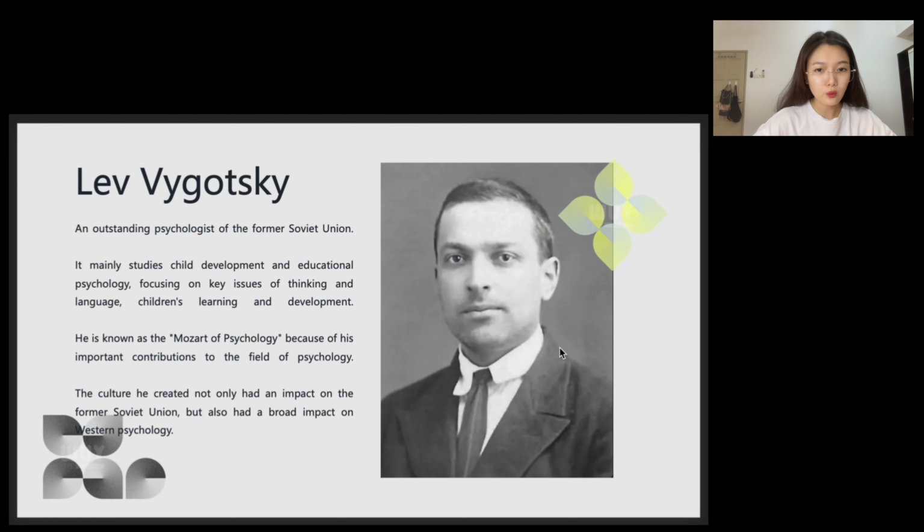But this theory was only published after his death, and before that, few people knew about it, which is very regrettable. Because of his important contributions in the field of psychology, he is known as the Mozart of psychology. The culture that he created had an impact not only on the Soviet Union, but also on the field of psychology in the West and around the world.